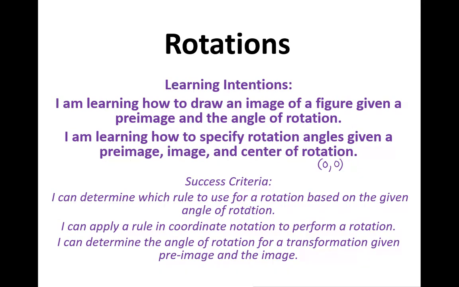Our success criteria: I can determine which rule to use for a rotation based on the given angle of rotation. I can apply a rule in coordinate notation to perform a rotation. And finally, I can determine the angles of rotation for a transformation given the pre-image and the image. So we're going to jump into all that.